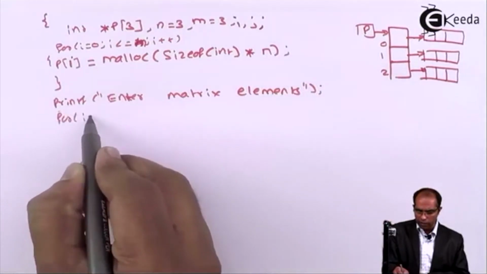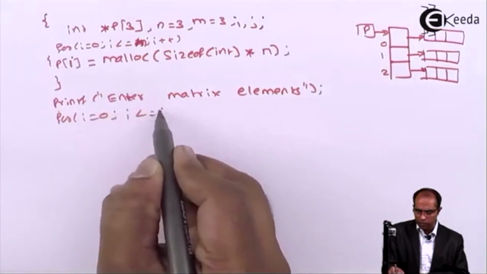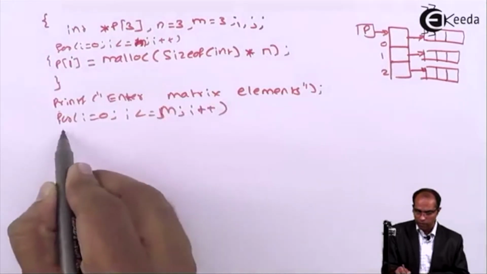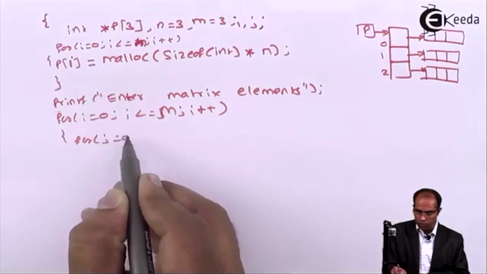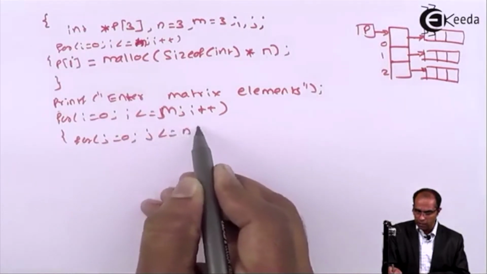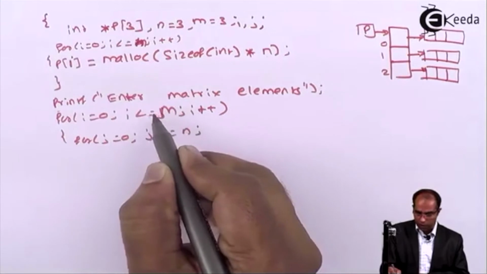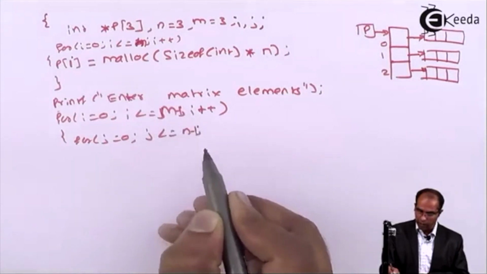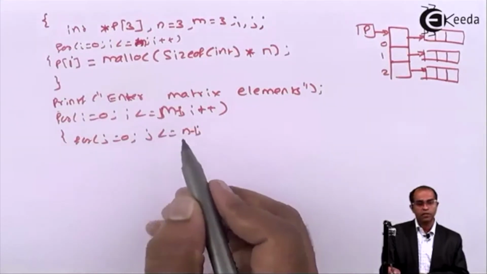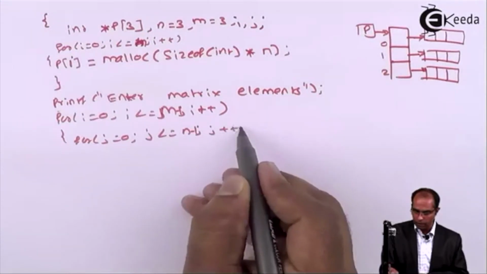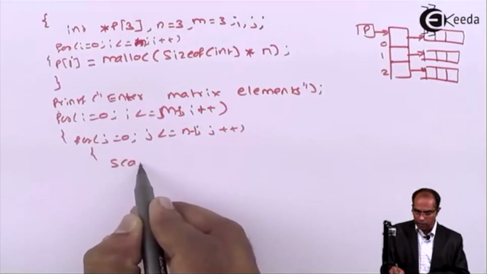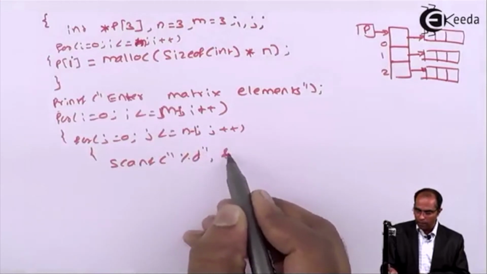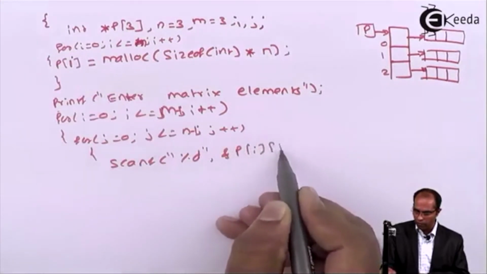And you can use the loops as for i equals 0, i less than or equal to m, i plus plus. For j equals 0, j less than or equal to i. If you say less than or equal to, then you should say m minus 1 and n minus 1. If you say less than, then you can say m and n. I'll say j plus plus. And within this, I can read the elements scanf %d, comma ampersand of p of i j.